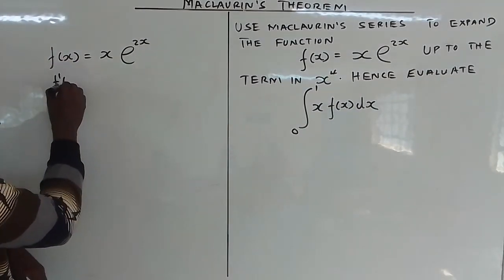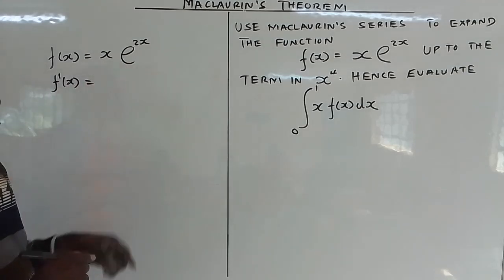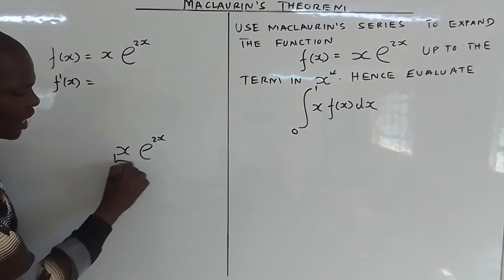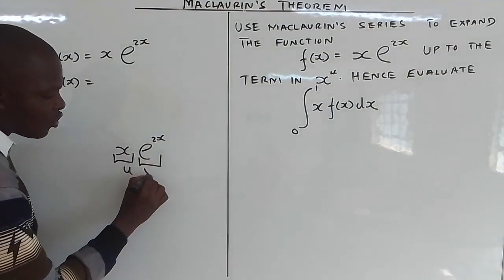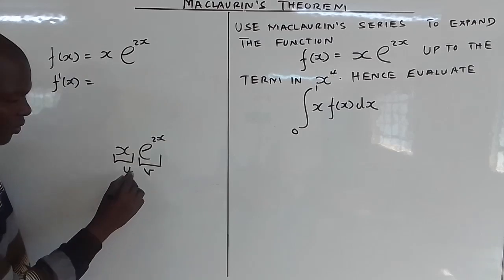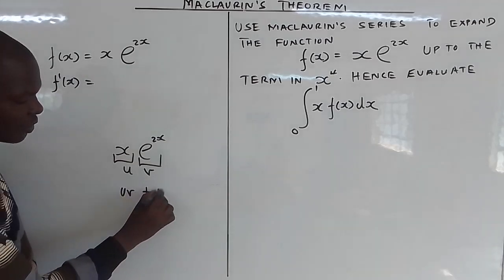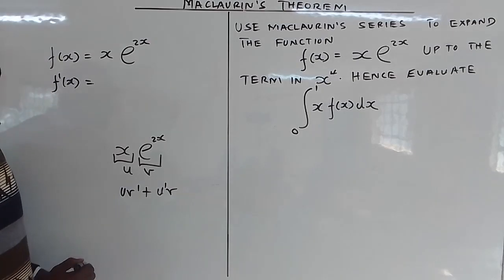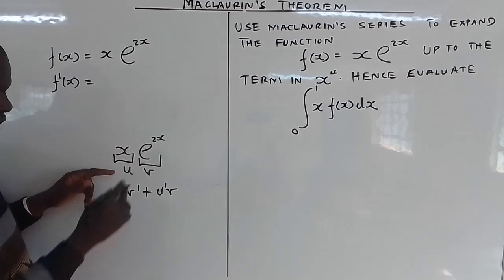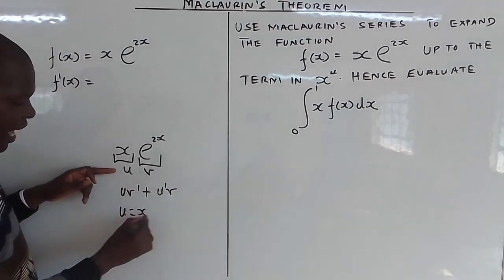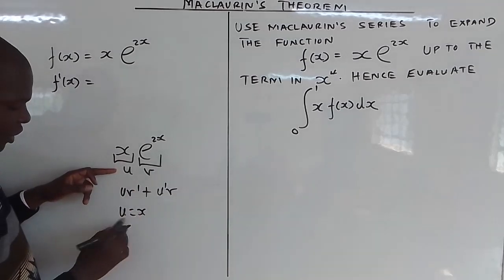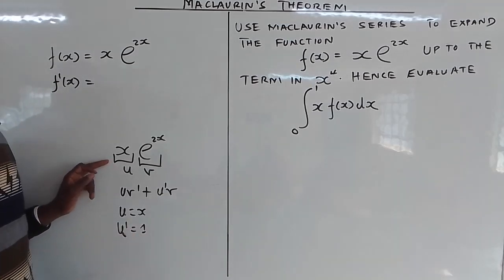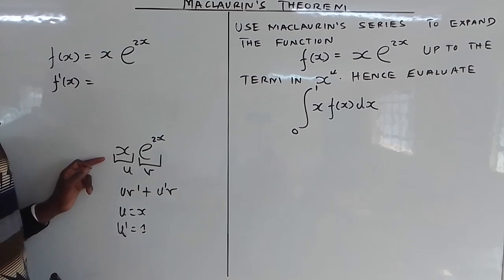So if you differentiate it for the first time, what do you get? This is product rule. If you have x exponential 2x, this x polynomial is u, exponential 2x is v. So product rule, if you differentiate, you get u v prime plus v u prime. If u is x, then u prime is 1.